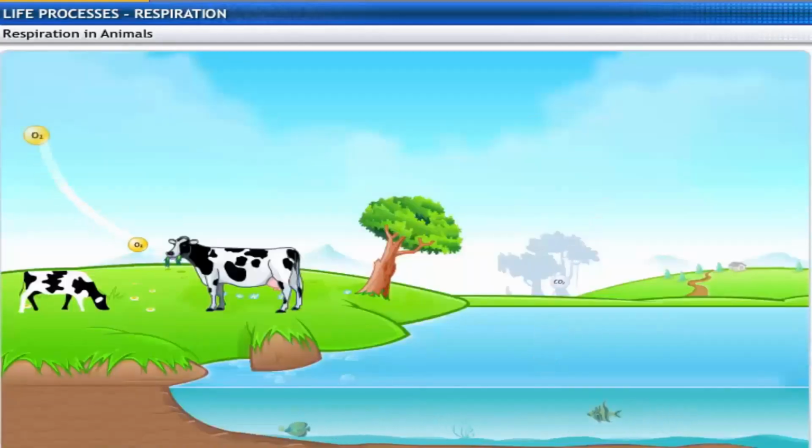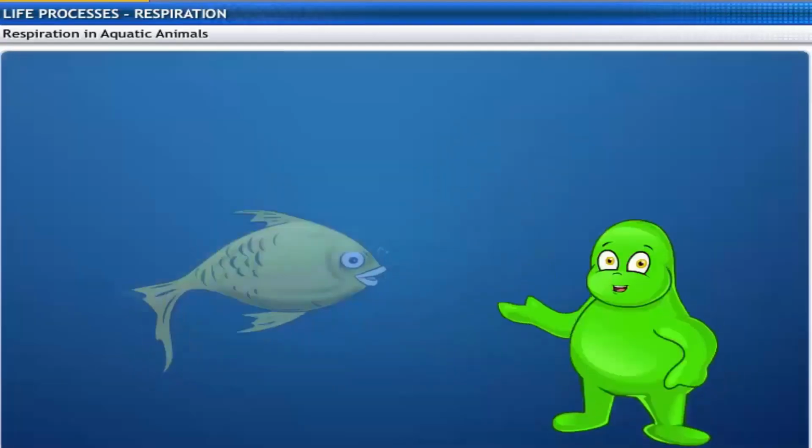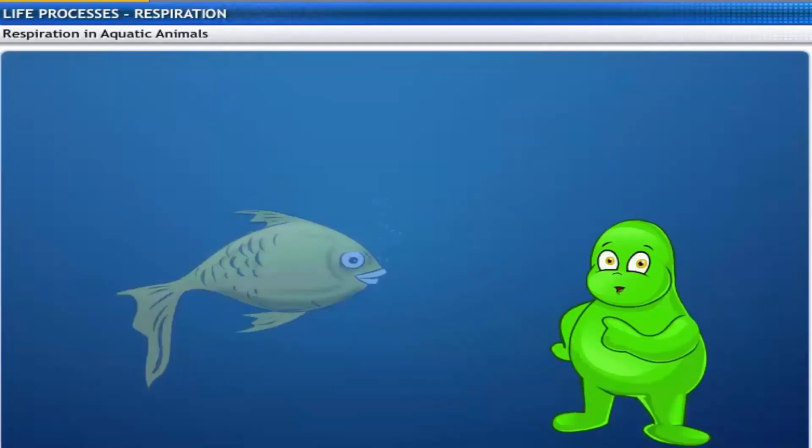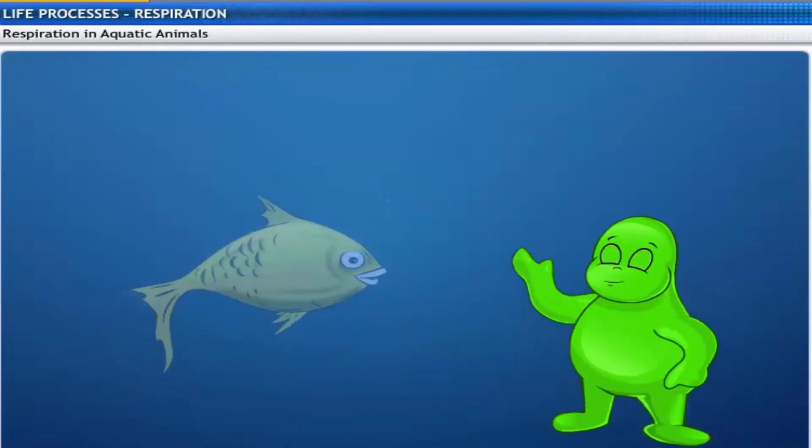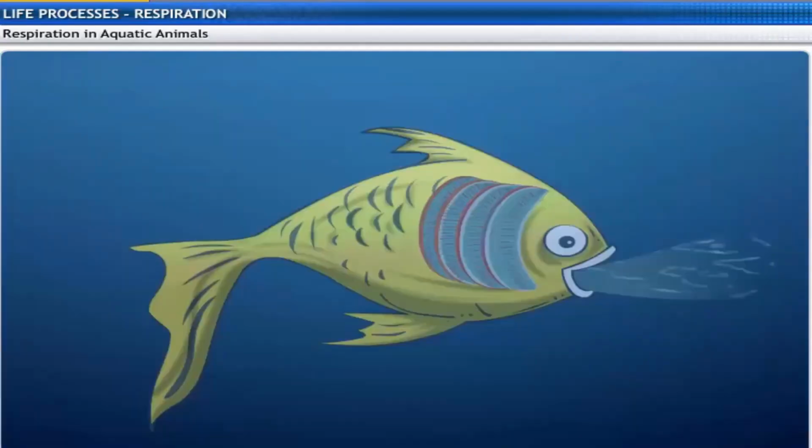Animals have different organs for respiration depending on their environment. Animals that live on land take in oxygen from the atmosphere. Aquatic animals, on the other hand, use oxygen that is dissolved in water. I wonder why goldfish open and close their mouths so many times.